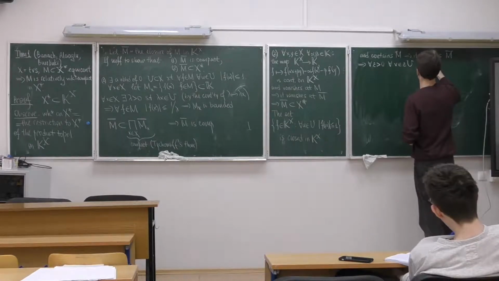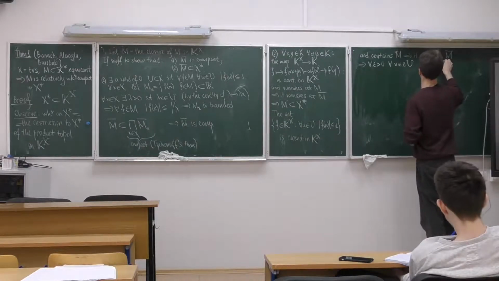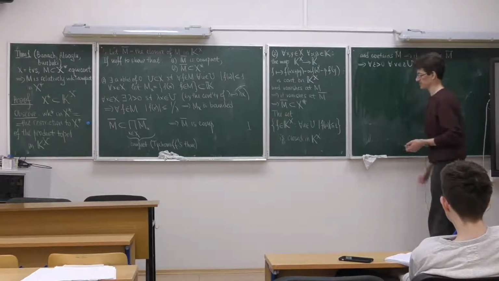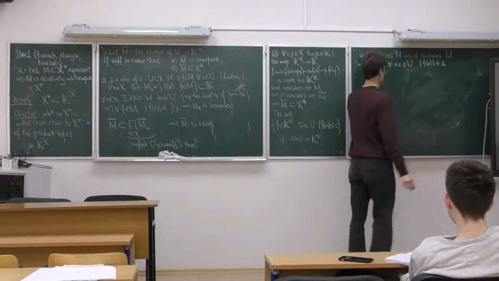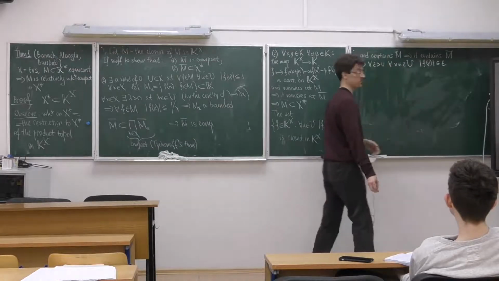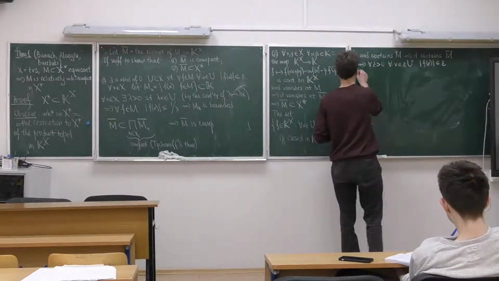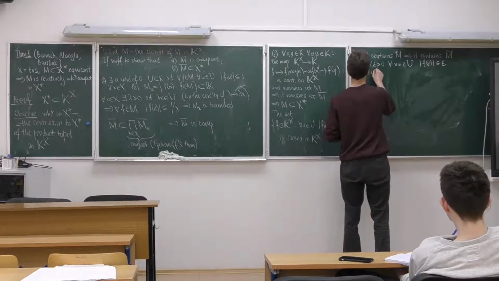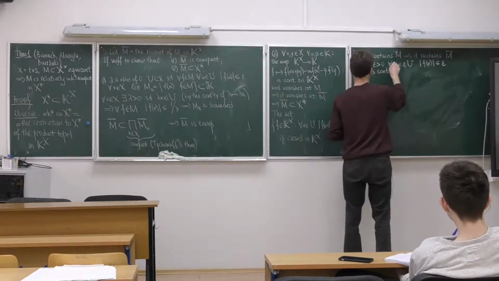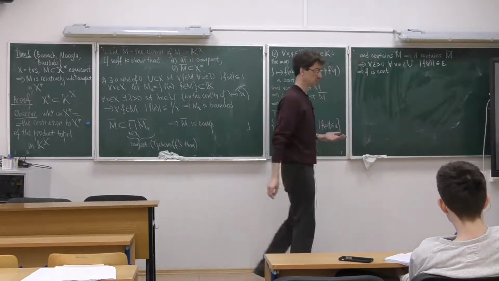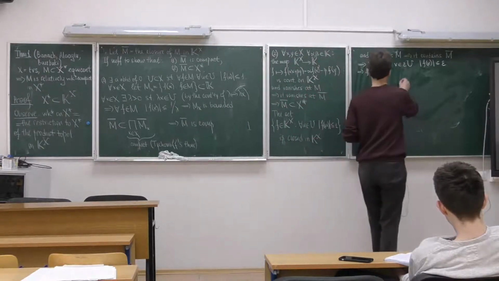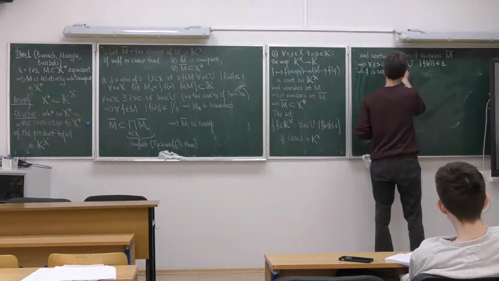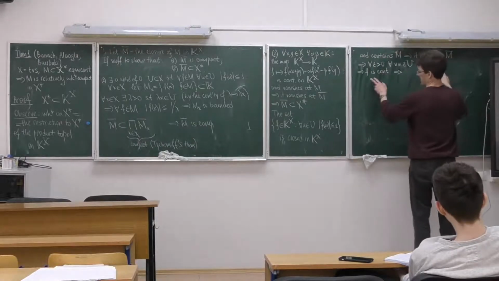So then, by linearity, we have the following inequality. This is less than or equal to epsilon. And since epsilon is arbitrary and epsilon u is a neighborhood of 0, we conclude that f is continuous. Well, we proved that f is continuous at 0, but since f is linear, it is continuous everywhere. And this is true for any f.